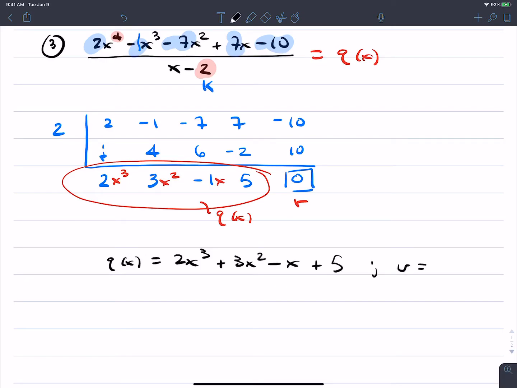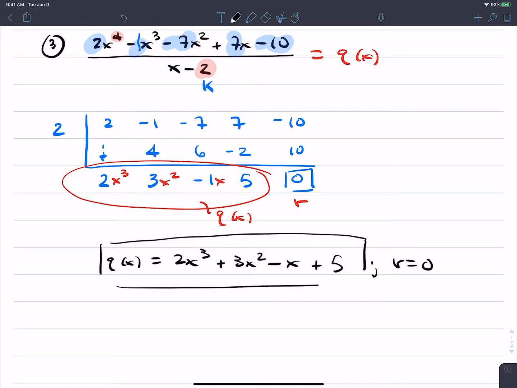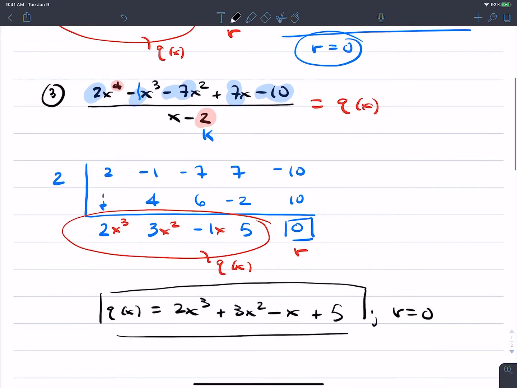And don't forget your remainder here is 0. So we did the division like the instructions have asked. And so what this means is that this original fraction, or rational, is equal to our q of x function. This is what we're talking about. And there's no remainder because we see that the remainder here is 0.